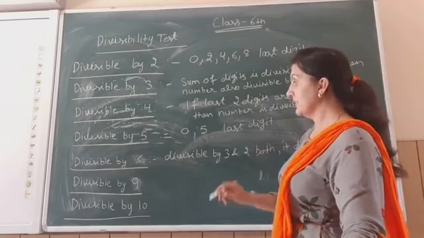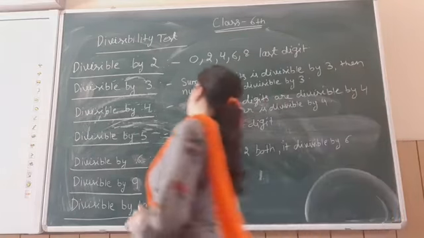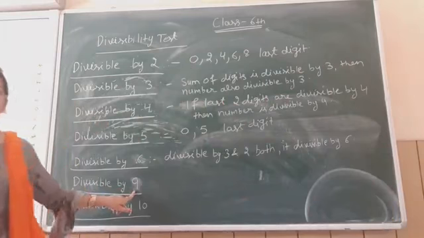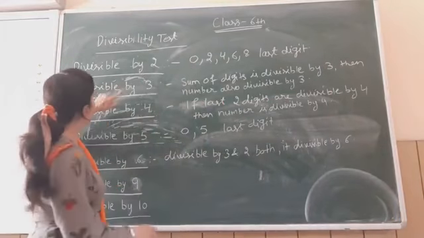Okay, next is divisibility by 9. Divisibility checking for 9 is the same as for 3.